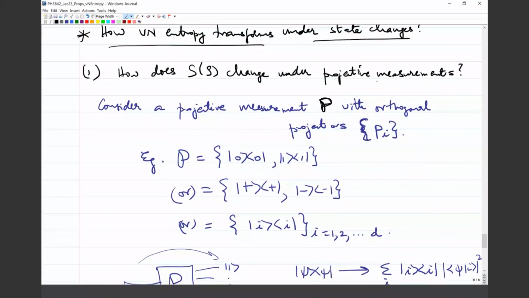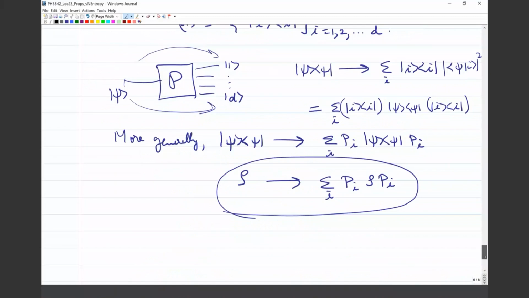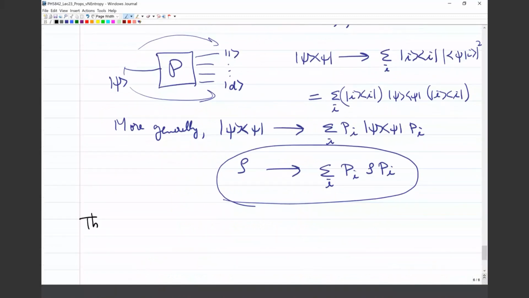So the statement that one is going to prove is that the entropy cannot decrease. So the von Neumann entropy cannot decrease under projective measurements.